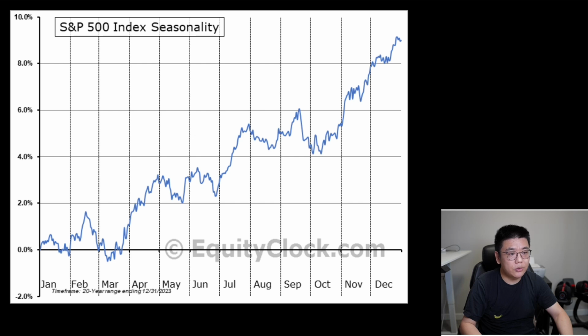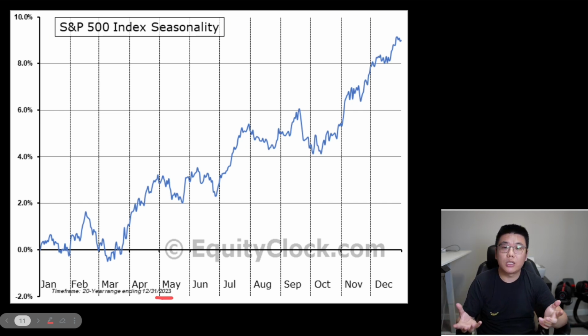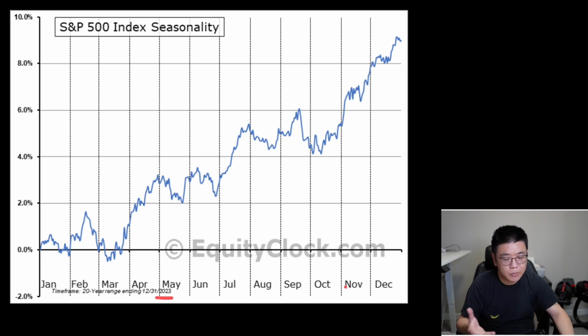And this chart shows you the S&P 500 index seasonality chart. It's the 20-year average ending in December 2023. So it shows us the 20-year average S&P 500 percentage each month of the year.